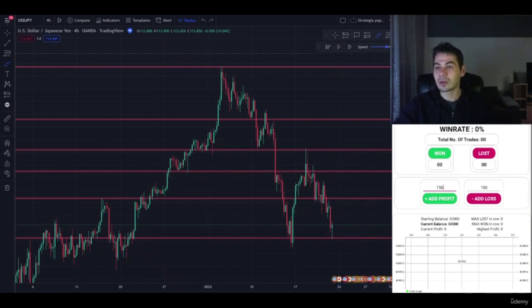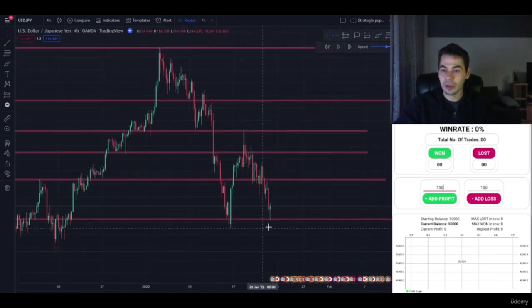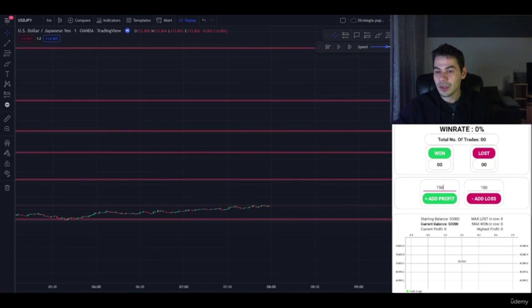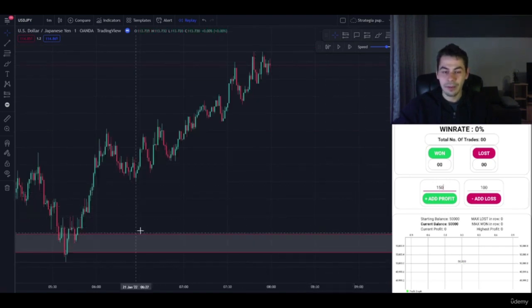And now that we have all the rules covered, let's go to the 1 hour time frame. I will be backtesting US dollar Japanese yen, as I previously said, starting from 8 AM Eastern European time on the 21st of January current year. Okay, so now we are on the 1 minute time frame. As you can see, we have this level here that got rejected, but it was during nighttime, so nothing much to do here.